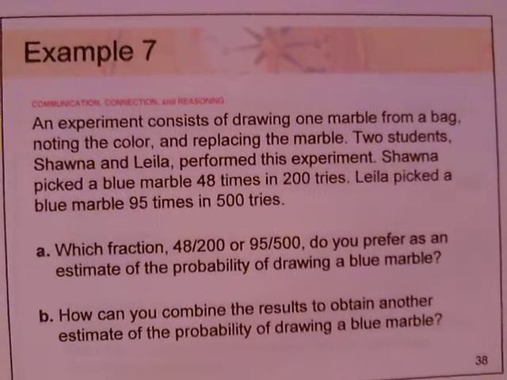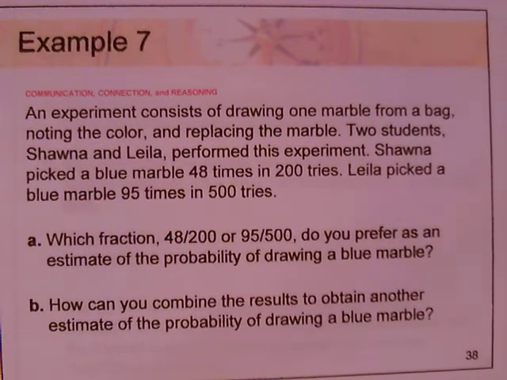So in example 7, an experiment consists of drawing one marble from a bag, noting the color, and replacing the marble. Two students, Shauna and Layla, performed this experiment. Shauna picked a blue marble 48 times in 200 tries. Layla picked a blue marble 95 times in 500 tries. So in part A, which fraction, 48 over 200 or 95 over 500, do you prefer as an estimate of the probability of drawing a blue marble? And in part B, how can you combine the results to obtain another estimate of the probability of drawing a blue marble?